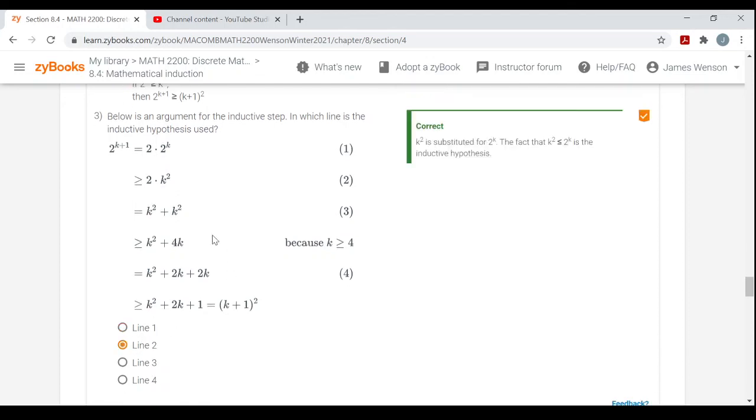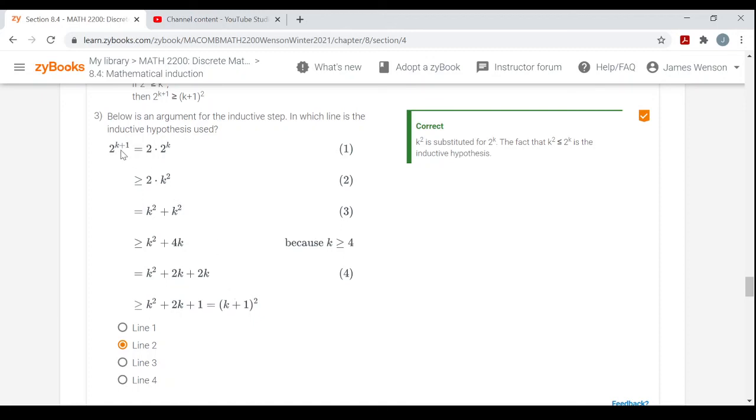Right, and then if you follow the rest of the reasoning, this is k squared plus k squared. And since k is greater than or equal to 4, I can replace one of these k's in the k squared with 4, and it's greater than or equal to k squared plus 4k. And then 4k is 2k plus 2k, so these are equal. And then again, since k is greater than or equal to 4, 2k is definitely going to be greater than 1. So this is greater than 1. I mean, if you're greater than, you're greater than or equal to, right? And then k squared plus 2k plus 1 is equal to k plus 1 squared.